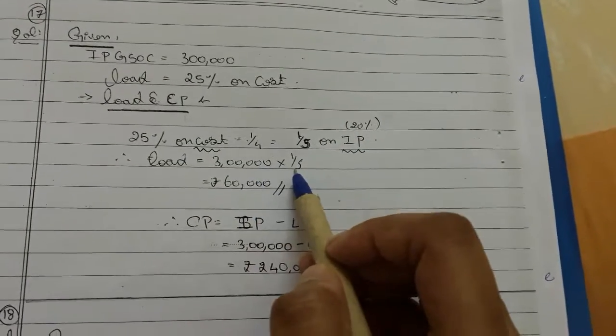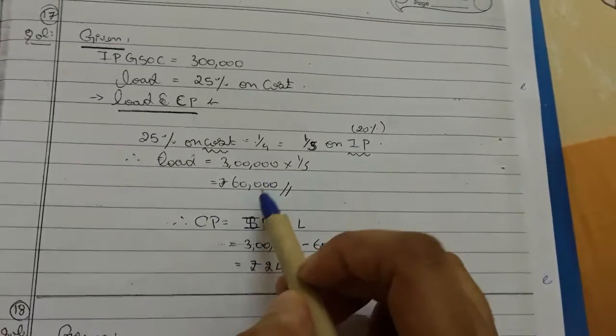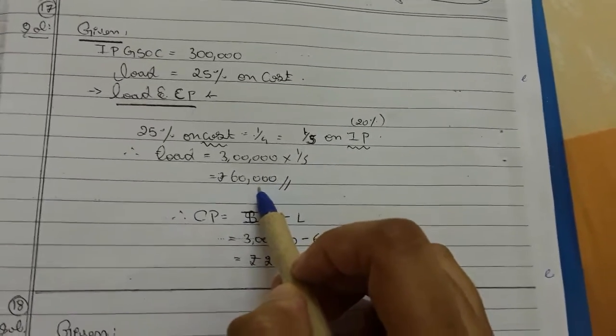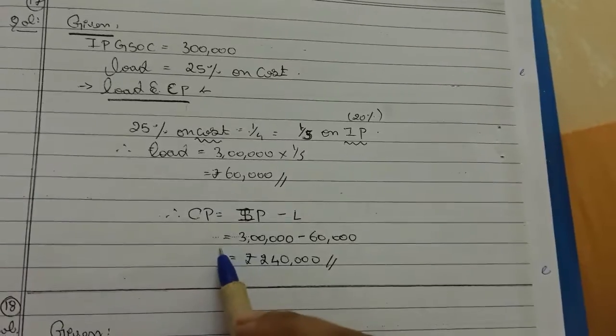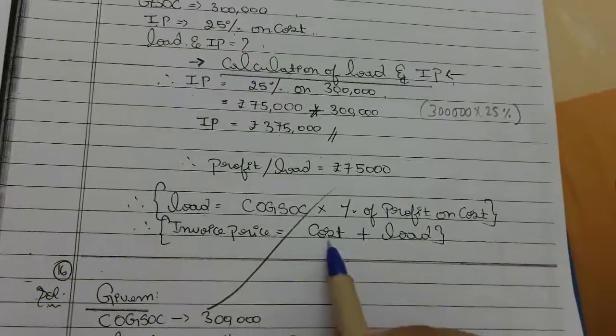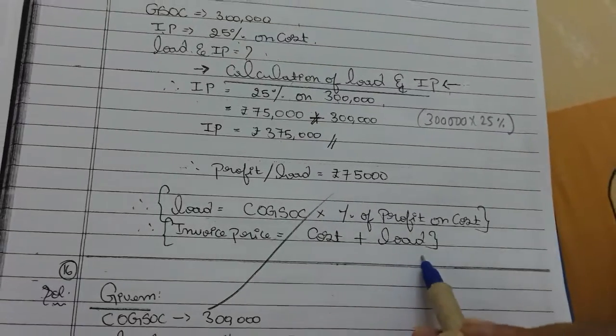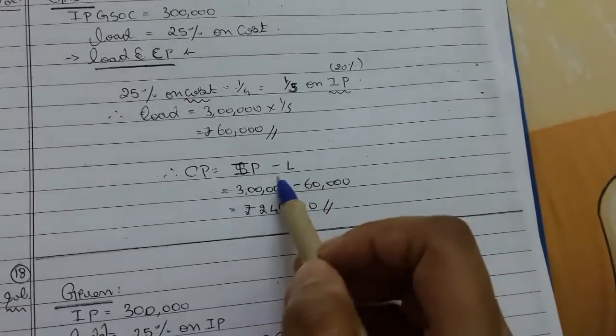That will be 3 lakh into 1 by 5, that is 60,000. So now the profit is 60,000. Now what are we supposed to calculate? We are supposed to calculate the cost price. For calculating invoice price, the formula is cost plus load. So for calculating the cost, the formula will be invoice price minus load.